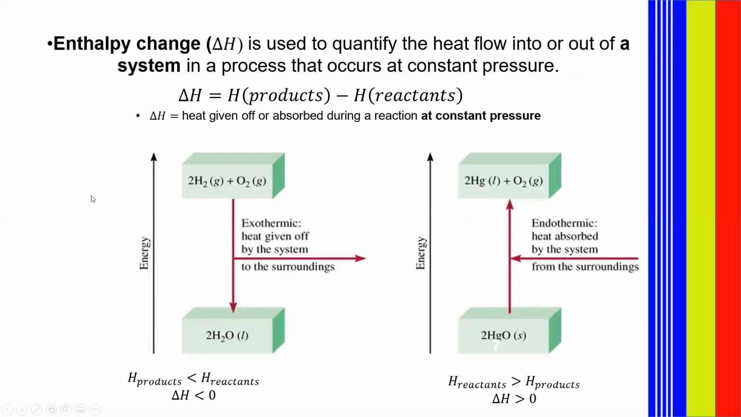Right. So sometimes the delta H is represented via an energy diagram. This is an example of an energy diagram to quantify the heat flow in and out of a system in a process at constant pressure. Here's an example of an exothermic process where heat is given off. And here's a process where mercury oxide is broken up into mercury and oxygen, which is an endothermic process.